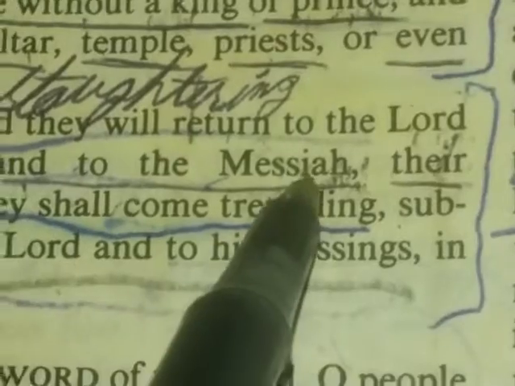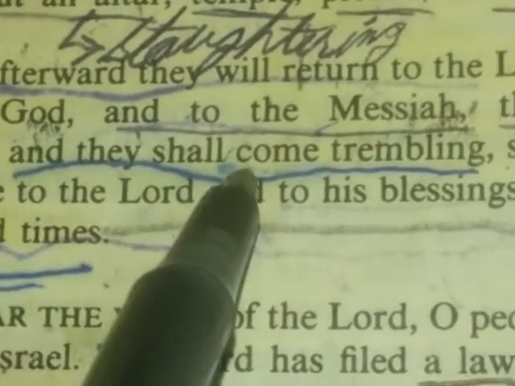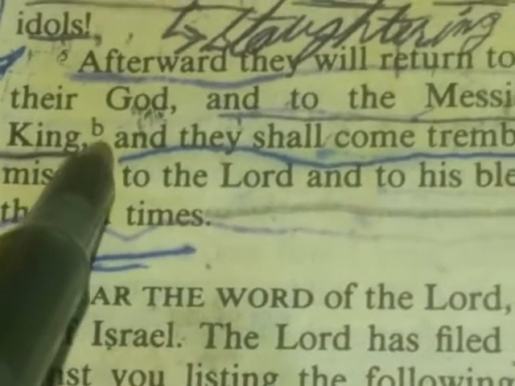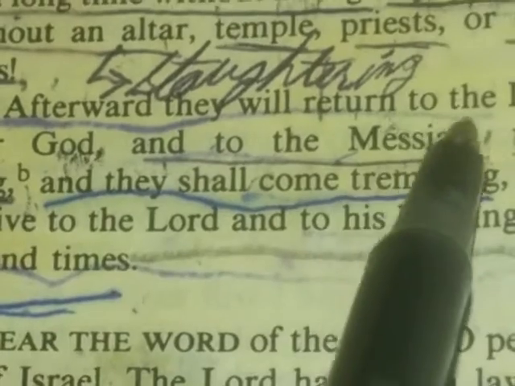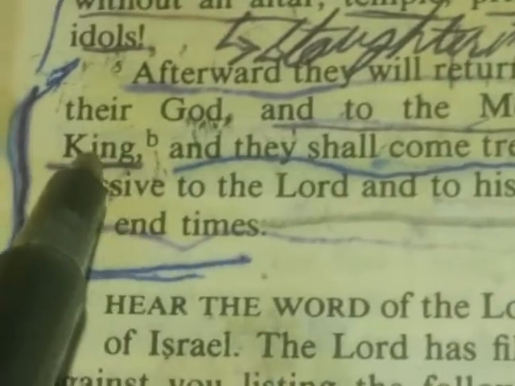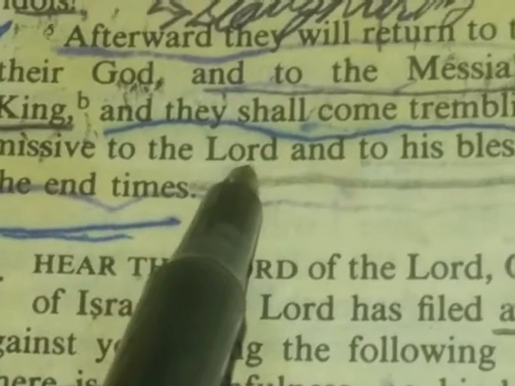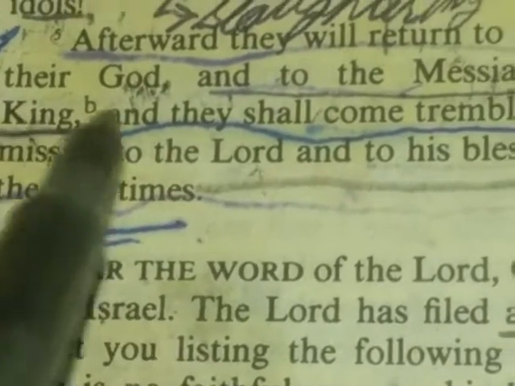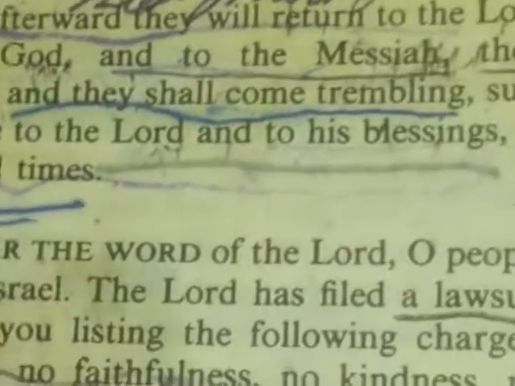It says, and to the Messiah, their king, or Malik, and they shall come trembling. So they're saying, look, you return to Yah by the knowledge of Yah, and to the Messiah, not just by the knowledge, but to him physically, and their king, and they shall come trembling, submissive to Yah. You come with your king submissive to Yah and to his blessings. See how you get the blessings in the end times.